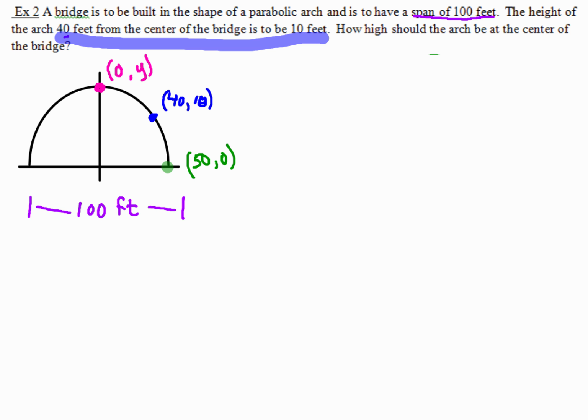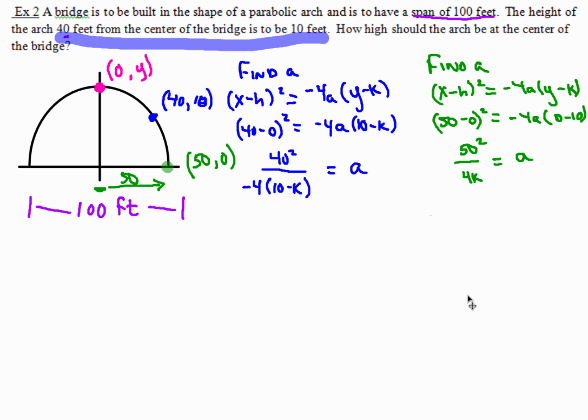Now, where's the 50 come from? Because a lot of people are like, oh, where'd that number come from? If the entire length of the span of my arch is 100, then from the center to right here, all of that is just going to have a length of 50. So that's where that number 50 comes from. Now, first thing, we're going to find this A value, and we're going to do that by going through and doing our algebra. We'll find one A value using the 40, 10 coordinates, and we'll find another A value using the 50, 0 coordinate. So go ahead and hit pause and copy down this information now.